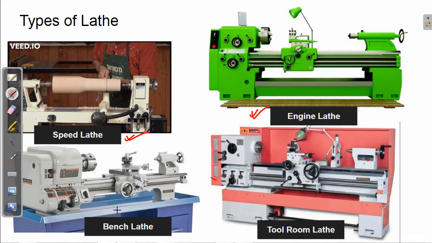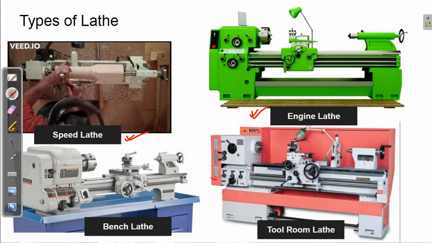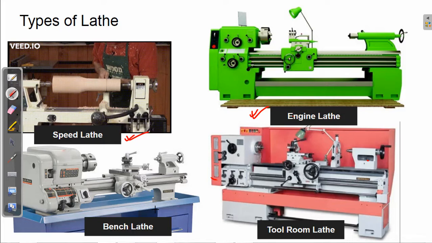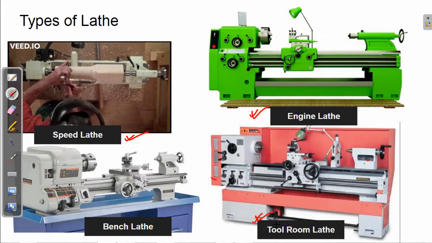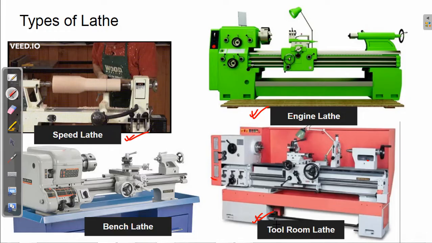Next, coming to the bench lathe. The bench lathe is similar to the engine lathe. The only difference is that the size of the bench lathe is small and it is set on a bench, generally used for small precise work. Next, coming to the tool room lathe. In the case of a tool room lathe, the range of speeds available is much higher than the engine lathe, and they are generally used for very precise and accurate work.